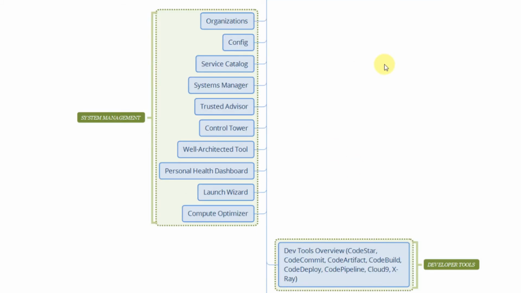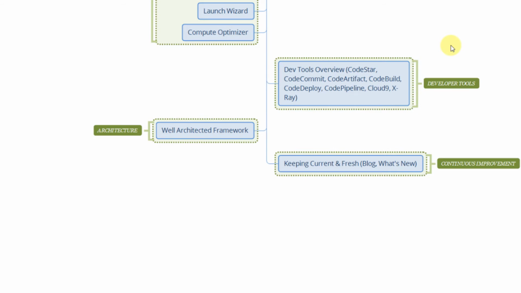Now, some more supporting services that enable system management are Organizations, Config, Service Catalog, Systems Manager, Trusted Advisor, Control Tower, the Well-Architected Tool, Personal Health Dashboard, Launch Wizards, and Compute Optimizer. It's important to take a look at the development support because it's good to have the end-to-end perspective from inception of an idea through development, test, and deployment into production. So this forms an important part of the entire ecosystem.